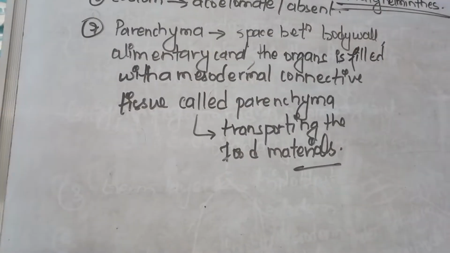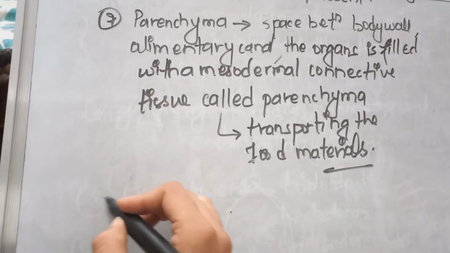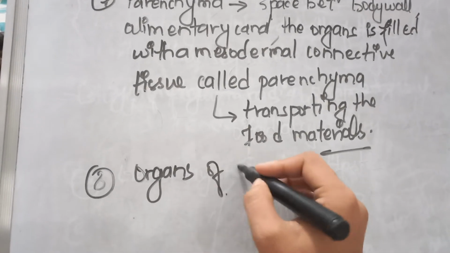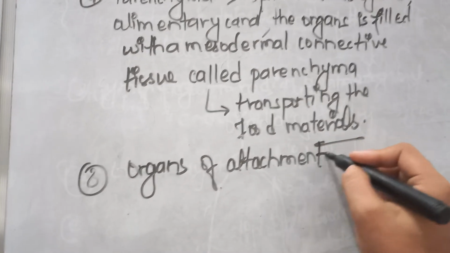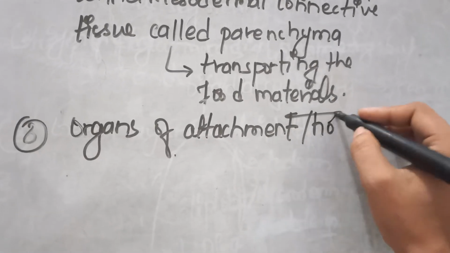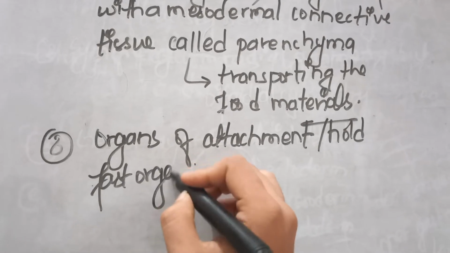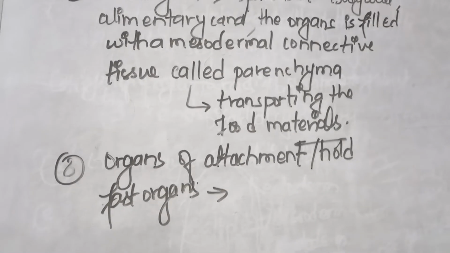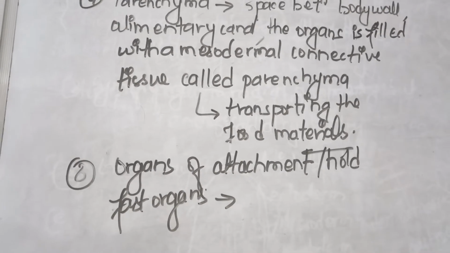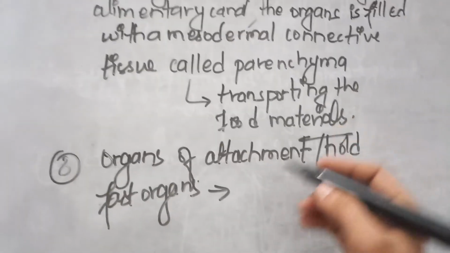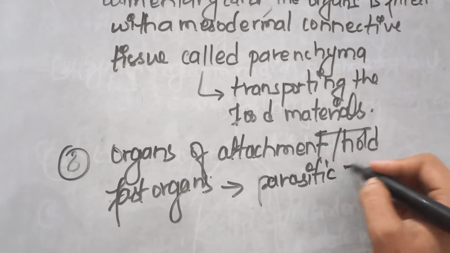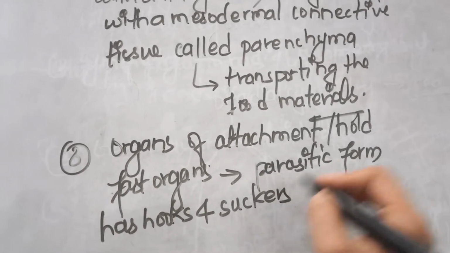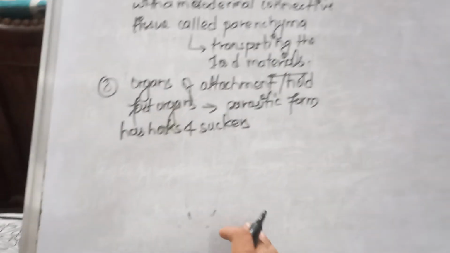Let's see number 8. In number 8 we will write organs of attachment, or holdfast organs. Parasitic forms have some hooks and suckers, but the free living form lacks the organs of attachment or holdfast.